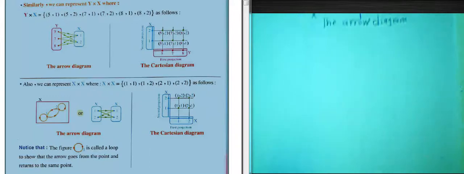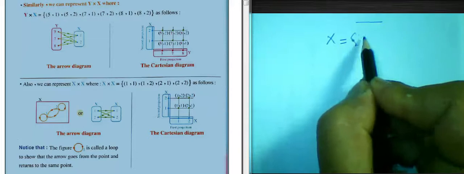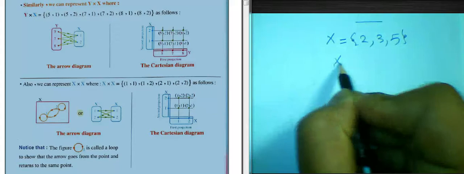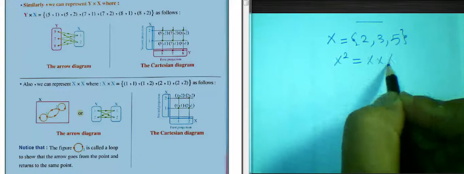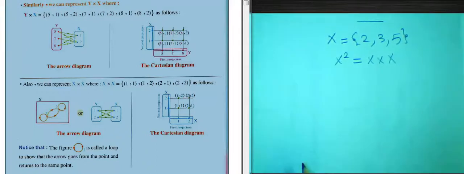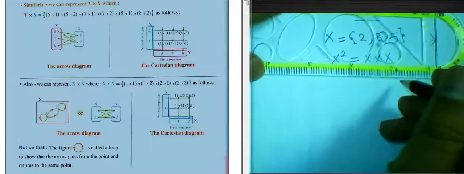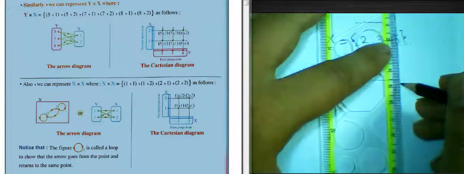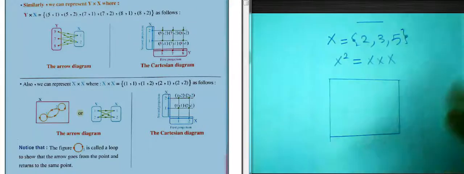Look at another example. What if we give you x equal to the set of 2, 3, and 5, and we want to find x power 2? X power 2 refers to x product x. By using an arrow diagram, we can draw a square.